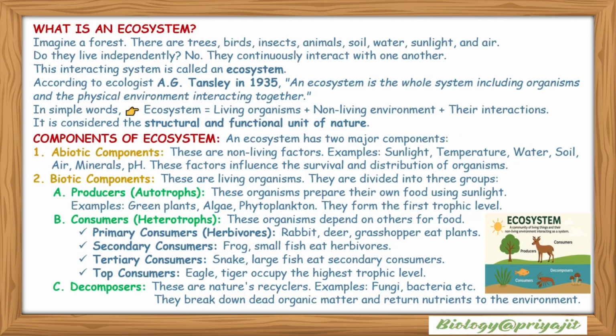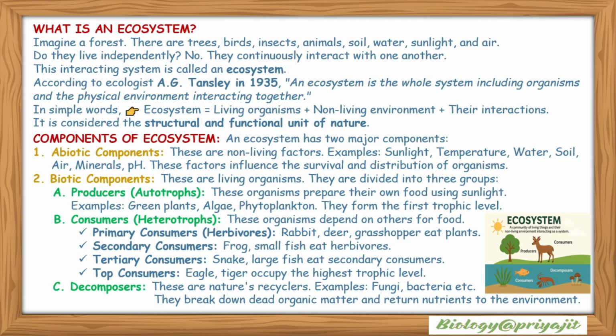So let's get started. What is an ecosystem? Imagine a forest. There are trees, birds, insects, animals, soil, water, sunlight and air. Do they live independently? No, they continuously interact with one another. This interacting system is called ecosystem. According to ecologist A.G. Tansley in 1935, an ecosystem is the whole system including organisms and the physical environment interacting together. In simple words, ecosystem is living organisms plus non-living environment plus their interactions. So it is considered the structural and functional unit of nature.